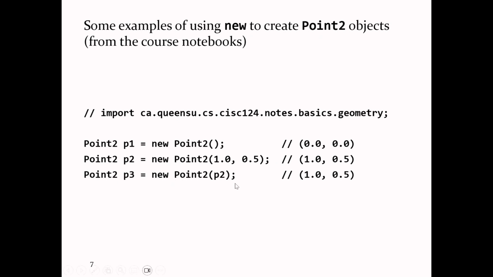And if you look, there's a third one. The third one takes in a reference to another point. So it takes in p2 in this case. That constructor copies the state of the other point that was passed in, so it copies the state of p2, which is 1 and 0.5. So p3 is a third point. It happens to have the same coordinates as the second point, but you actually have three Point objects in this case. And you can make more and more and more points.